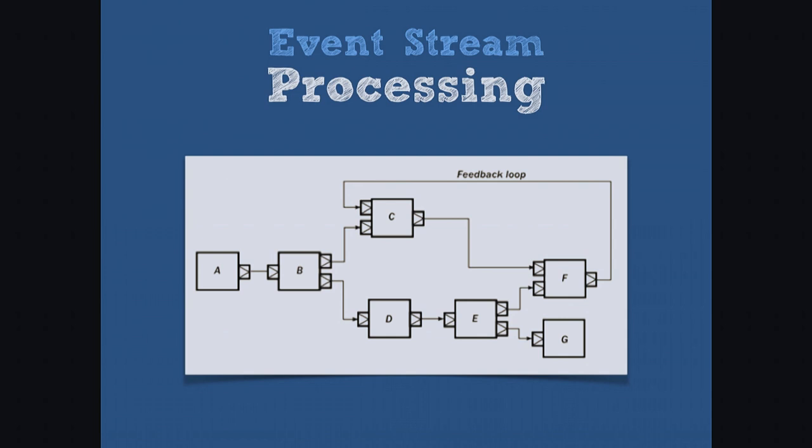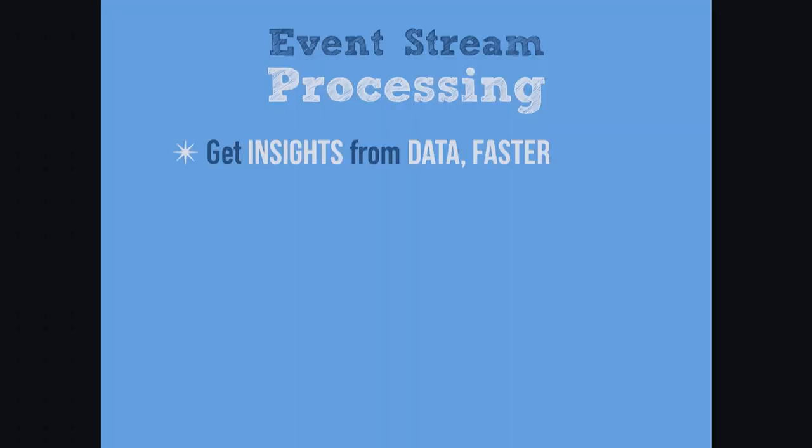And usually, most of the tools here provide some high-level DSL using combinators. So if you're used to working with functional languages, you usually feel right at home. You have things like map, filter, and fold, group by, etc. Some of the tools in this category are Akka Streams, for example, Flink, Spark Streaming, Gearpump, Kafka Streams, etc. And one of the benefits is that it allows you to get insights into data faster.